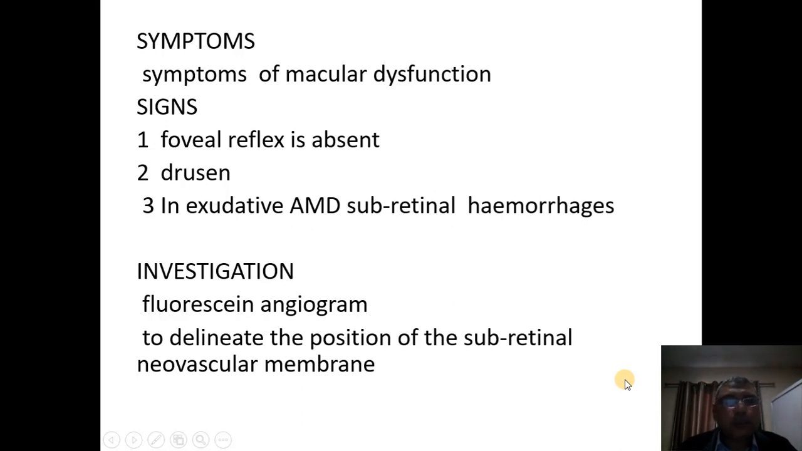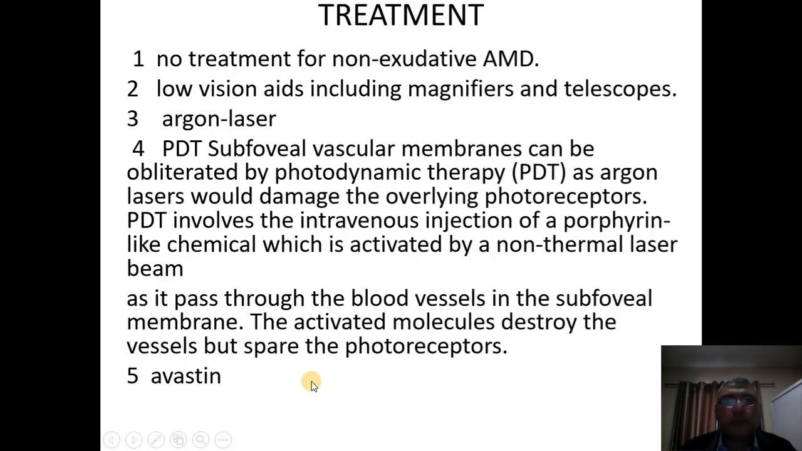Signs will include foveal reflex disappearance, absence of foveal reflex, the presence of drusen, and subretinal hemorrhages in the exudative type of age-related macular degeneration. Investigations include fluorescein angiography to delineate the subretinal neovascular membrane. As for treatment, there is no treatment for the non-exudative or dry type of age-related macular degeneration.